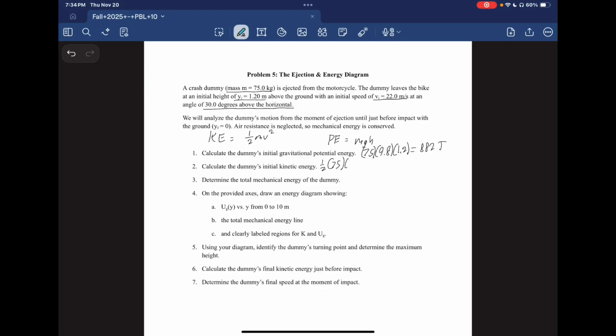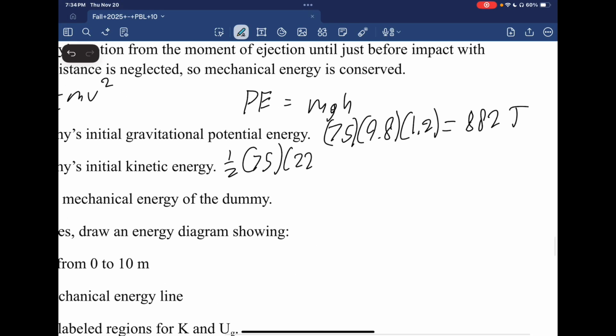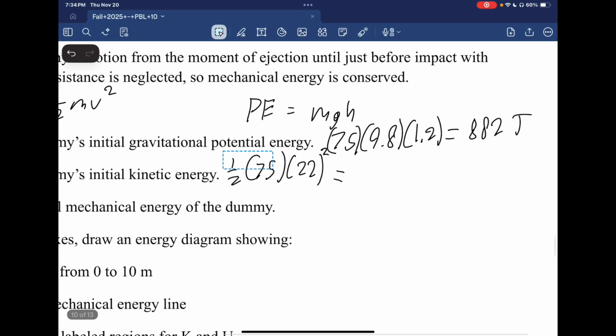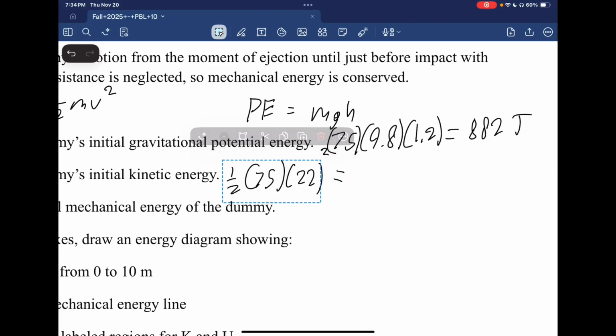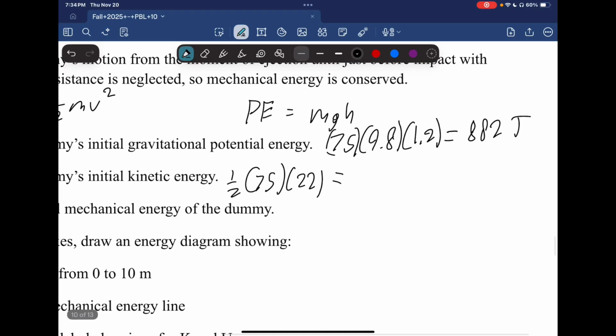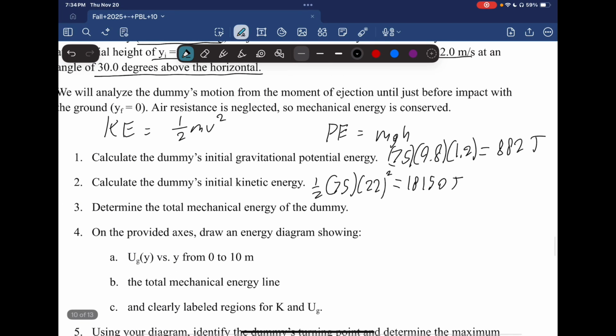So we have 1/2, the mass is 75, the velocity again is 22, squared. If you plug this into the calculator, you get 19,030, sorry, that's the wrong answer, 18,150 joules.